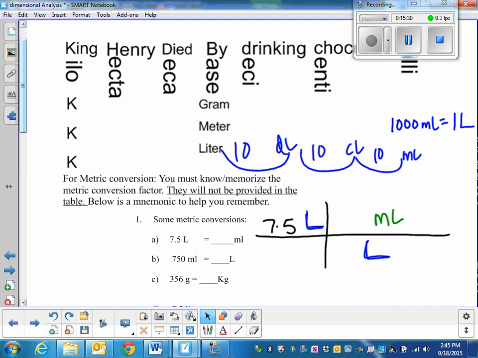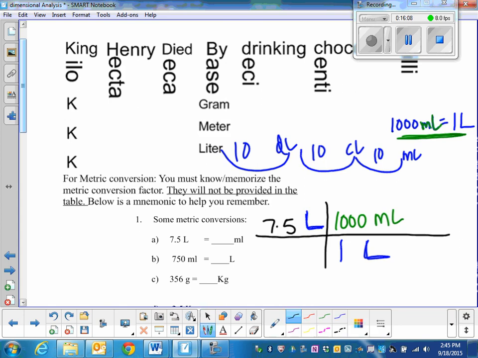Okay. So my next job is to fill in numbers before my units. So I'll use this conversion factor to fill in numbers before my units. What is my number before milliliters? 1000. So I'm going to write 1000 before the milliliter. What is my number before liter? 1. So I'm going to write 1 before the liter. Okay?